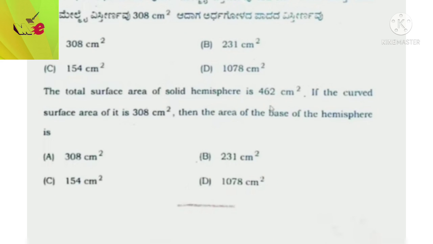Last question. The total surface area of the solid hemisphere is 462. The curved surface area is 308 centimeter square. Find the base of the hemisphere. Total surface area means 3 pi r square, curved surface area means 2 pi r square, and the base is pi r square that we need. So we subtract the curved surface area from the total: 462 minus 308 is 154 centimeter square. Option C is the right answer. So that is an easy paper only. I hope everyone did well. And the remaining science and social papers, I hear they are also easy ones.